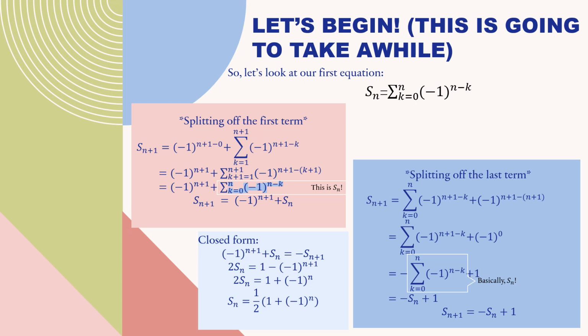Now we extract the last term, or the final term, however you want to read that. So then we also set up S sub n plus 1 equal to that, and then that's what we get.